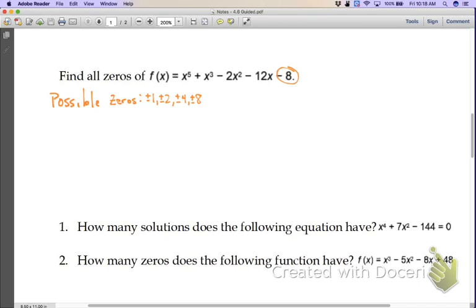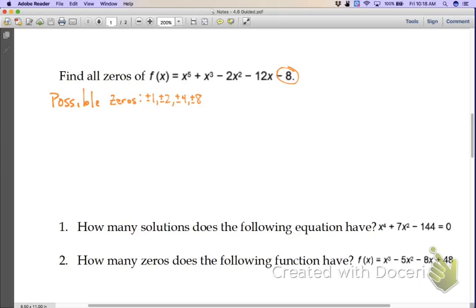Okay, so from here, this is when some sort of graphing utility comes into play. You only have 8 options, so basically pick and choose and see which ones you can try. I would definitely stay away from the largest value. I would probably not try 8 first. Okay, and use synthetic division.